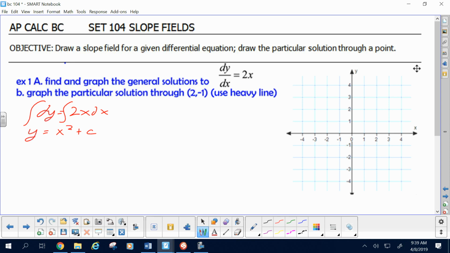It's a family of solutions, all of which have the same shape. It could be x squared plus a 0 y-intercept. It could be x squared plus a 2 y-intercept. It could be x squared minus a 3 y-intercept.